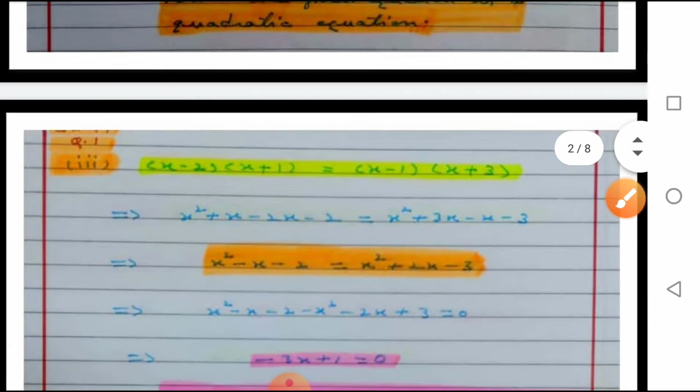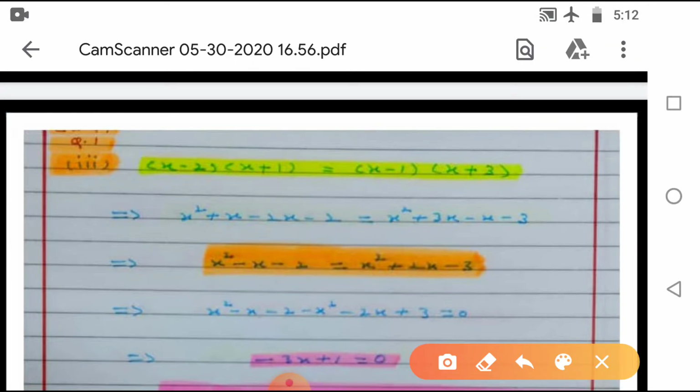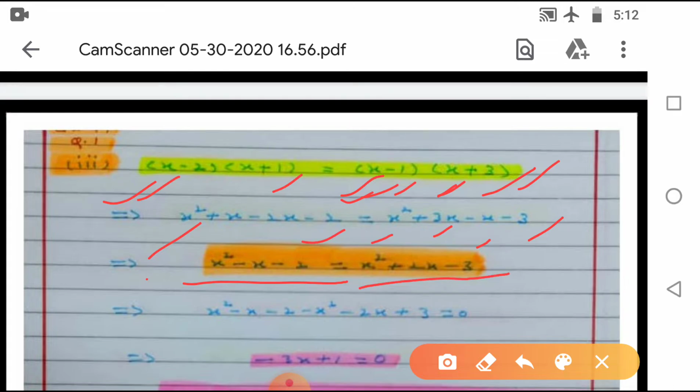Now, come to the next question, that is the third part: (x minus 2) into (x plus 1) is equal to (x minus 1) into (x plus 3). So, solve it. When you multiply x minus 2 with x plus 1, we get x square plus x minus 2x minus 2. When you multiply x minus 1 with x plus 3, x with 3 gives 3x, x with x gives x square, then minus 1 with x is minus x, and minus 1 with 3 is minus 3. So this is x square minus x minus 2 is equal to x square plus 2x minus 3.